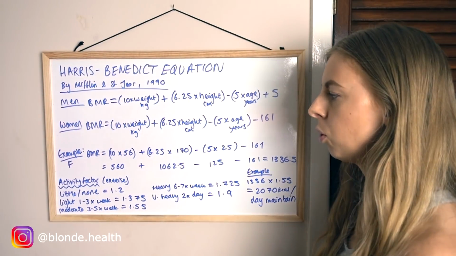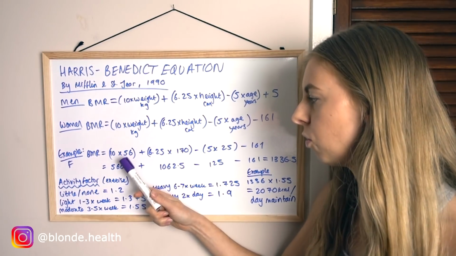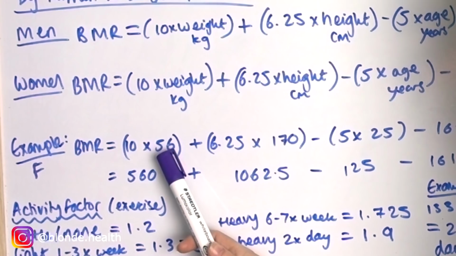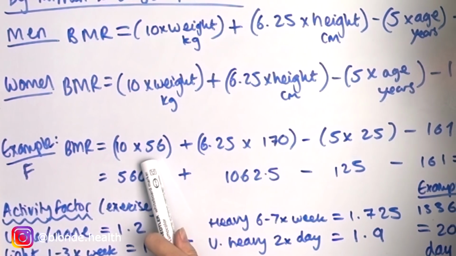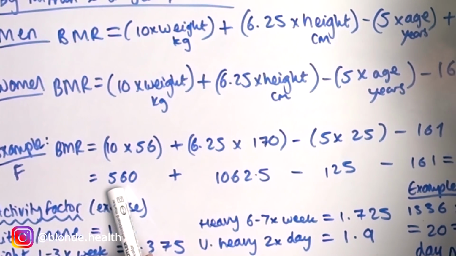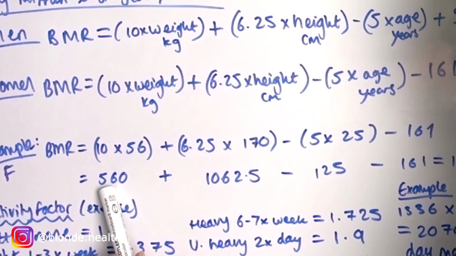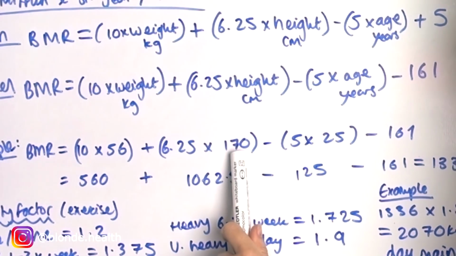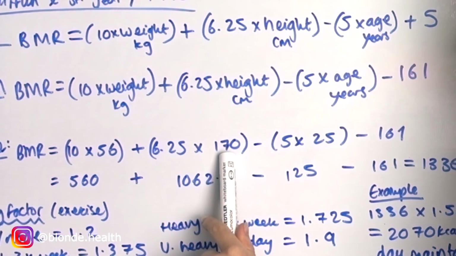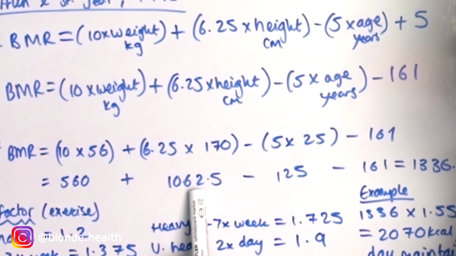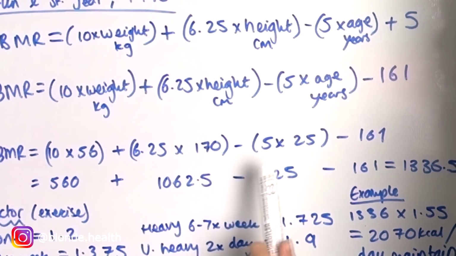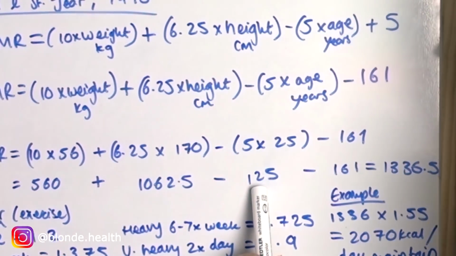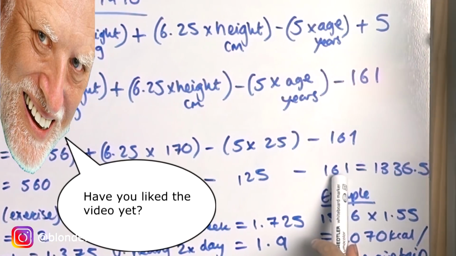So here's an example. I've just taken my weight here and we're going to use me for the example. So my BMR is going to equal 10 times my weight in kilos, so I've taken my weight in kilos, which is 56, and I have times that by 10 to give me 560, the first part of the equation. Next, I've taken 6.25 and I've times that by my height in centimetres, which is 170 centimetres. So that gives me 1062 here. And then I've done 5 times my age, which is 25, so that gives me 125 here. And then I've just got the 161 on the end that I need to minus.